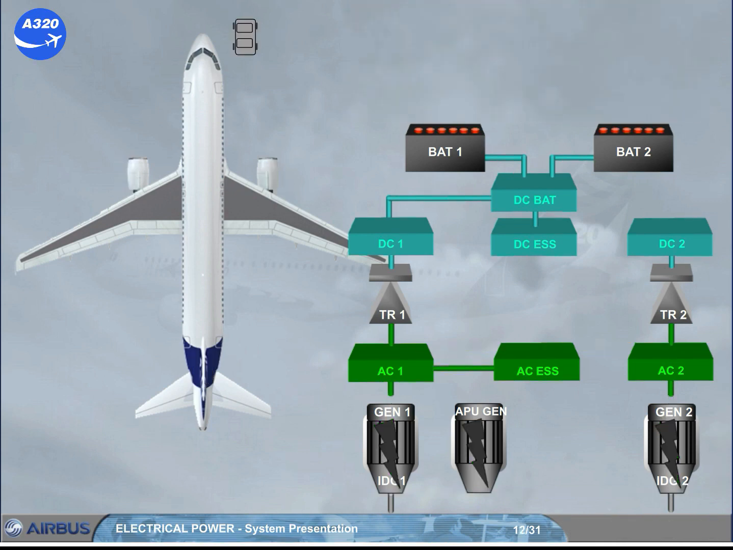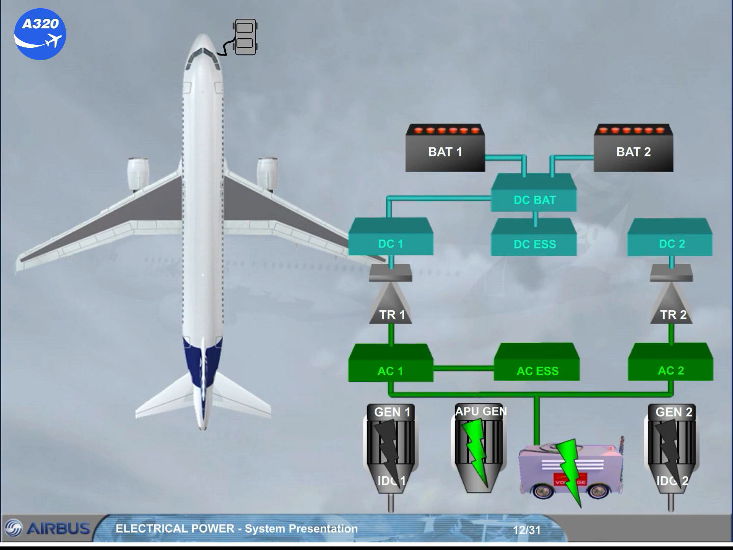On the ground, the AC buses can be supplied by an external power source through the BTC logic. Note, if the APU generator and the external power are connected together to the AC buses, the external power has priority over the APU generator.